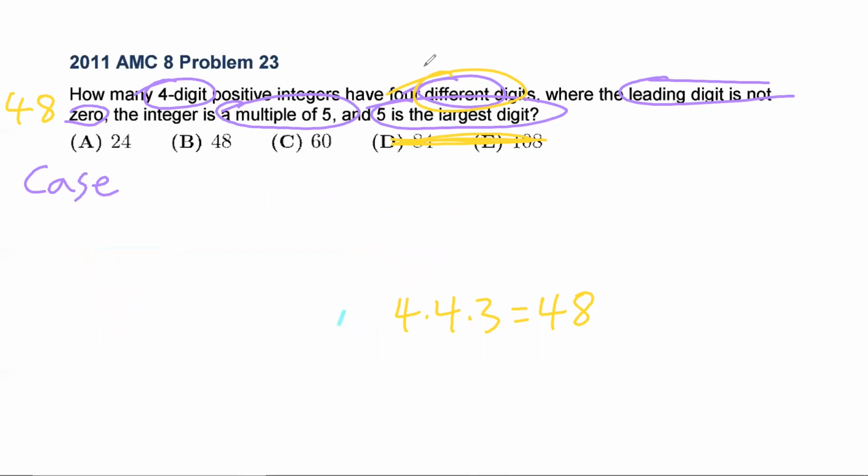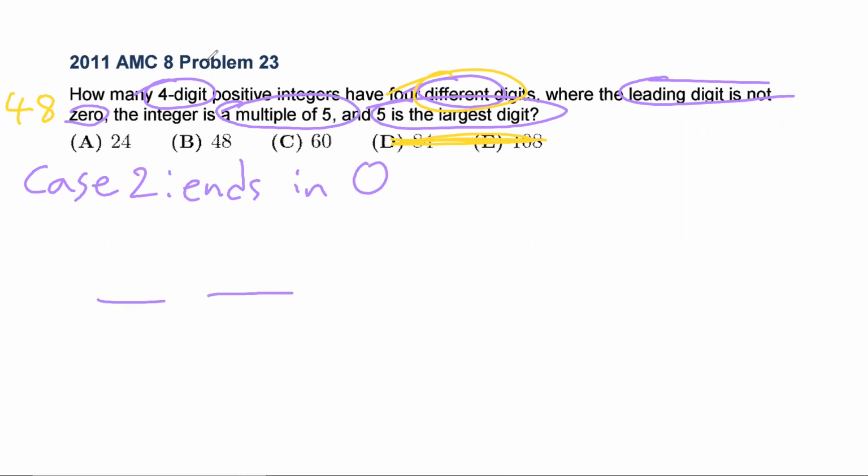Okay, so our second case is going to be the case where it ends in 0. So case 2 ends in 0. So let's once again draw our places here. So 0 here is fixed. And they tell you that 5 is the largest digit, which means that there has to be a 5 definitely in one of the other places. But since all the digits are different, there are no other 5s.